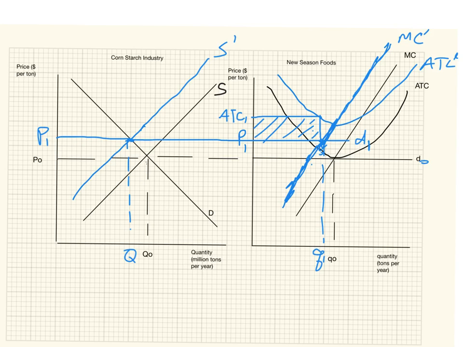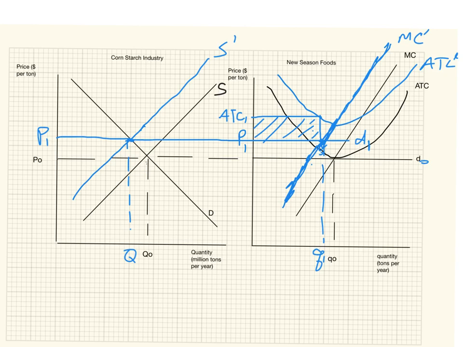All right, so that's the short run. A few highlights. Market price has gone up, but not by the full amount of the cost increase. Thus, firms are producing less than they were before, and they're running a short run loss. All right, now let's move to the long run.